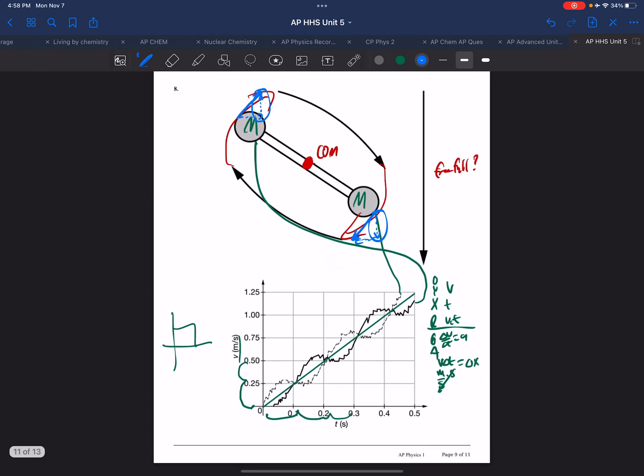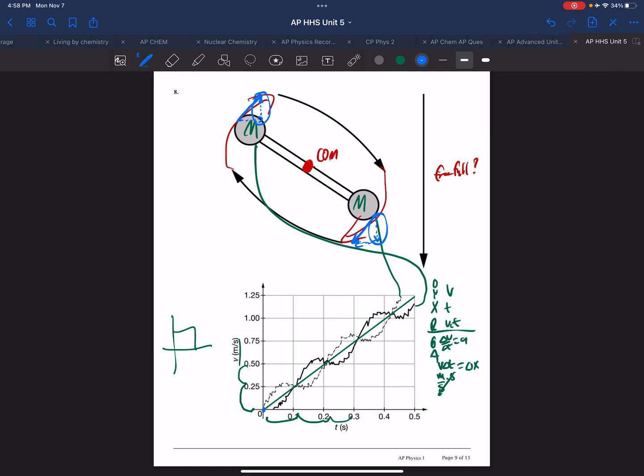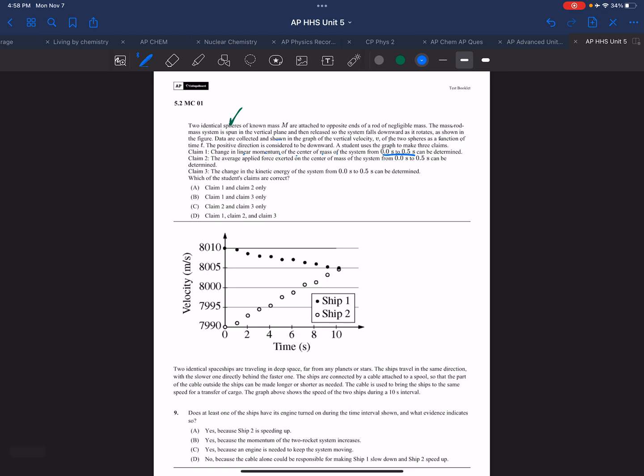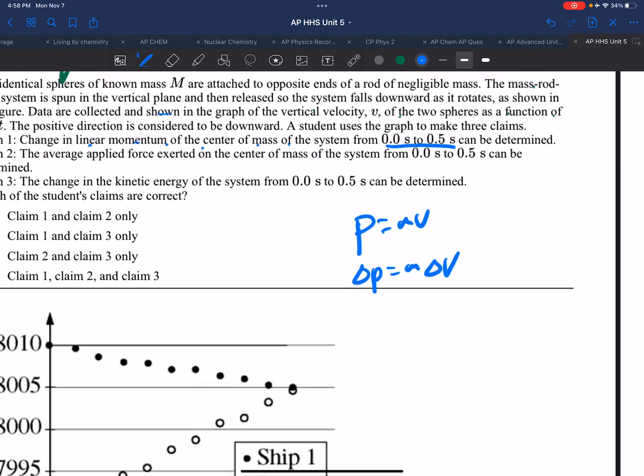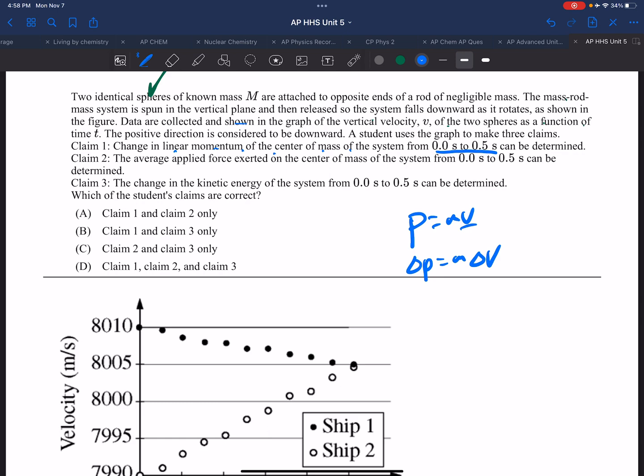So what we know is at the beginning, the initial velocities are basically 0. This thing is in free fall. So we know that it behaves like this, v equals at plus v0. So if we just know the time, which we can get off the graph or from the question, and we know the initial velocity is 0, we can find out the velocity at any instant in time, at least of the center of mass. And so if p equals mv and delta p equals m delta v, and we can know the velocity at any instant in time, then we can know the momentum and the change in linear momentum. So it looks like that is correct. Claim 1 is something we can definitely determine.